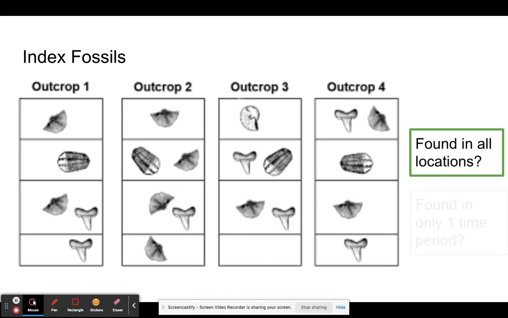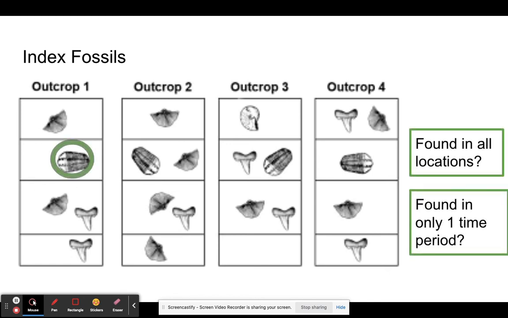The correct answer that matches both these rules is this trilobite fossil. See how it's found in every single outcrop, but only in the second time period.